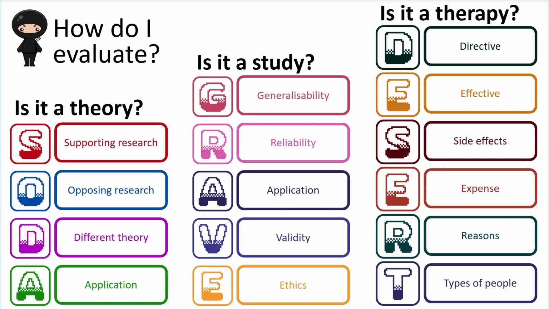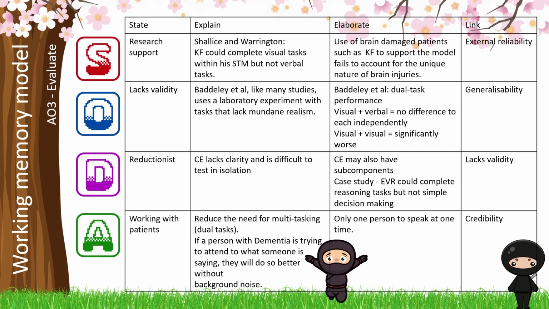So how do we go about evaluating? Well, this is a theory, and therefore we're looking at a SODA approach here for evaluation. If we're breaking this down, we're thinking about our arguments for and against to develop logical chains of reasoning. So we're going to be explaining KF as a case study, findings only here because we're talking about supporting research, and we're going to counter that with a problem with using brain damaged patients and case studies.